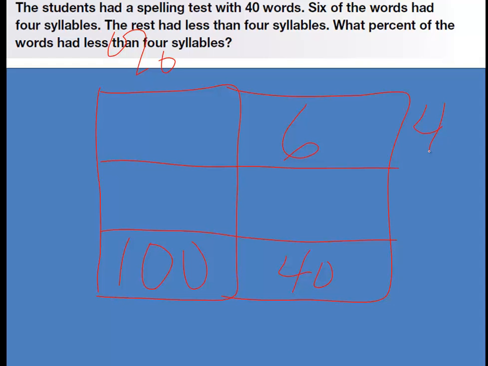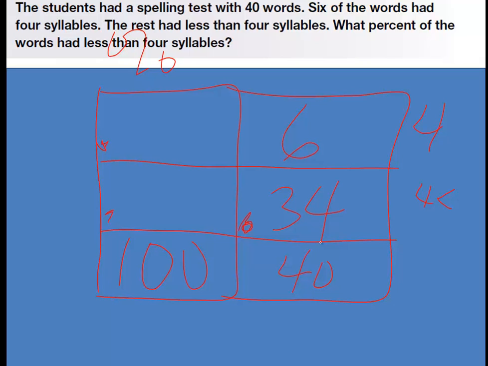The rest had less than 4 syllables. So what percent of the words had less than 4 syllables? Okay, well, what more information can we fill in this box? Do we know what this is here? We don't. Do we know what this is? No. Do we know what this is? Yeah, we can figure this out. What's 40 minus 6? That's 34.